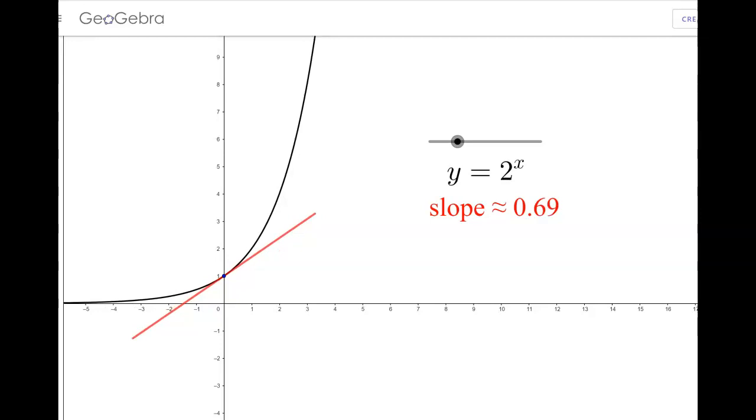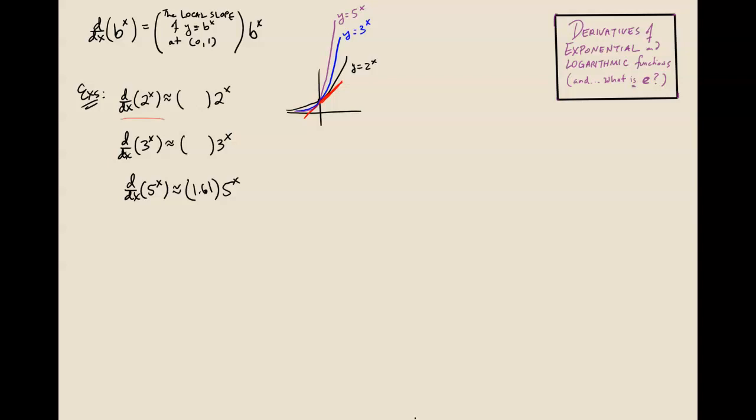So let me record those in our work on the other page. We found that our derivative of 2 to the x is about 0.69 of 2 to the x, while our derivative of 3 to the x is about 1.1 times 3 to the x. The crucial thing being, once again, that the derivative of an exponential function is the exponential function itself times some constant of proportionality, and that constant of proportionality is the slope of the curve as it crosses through the vertical axis.